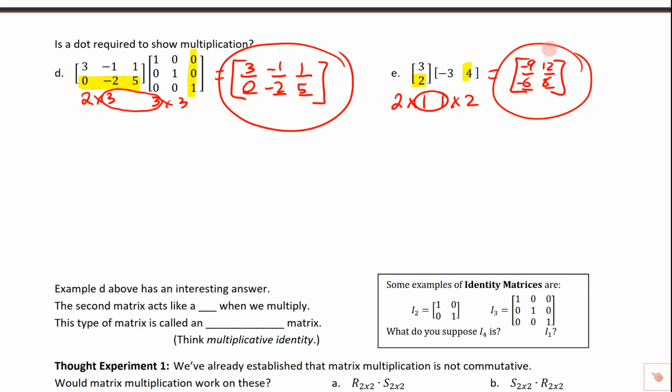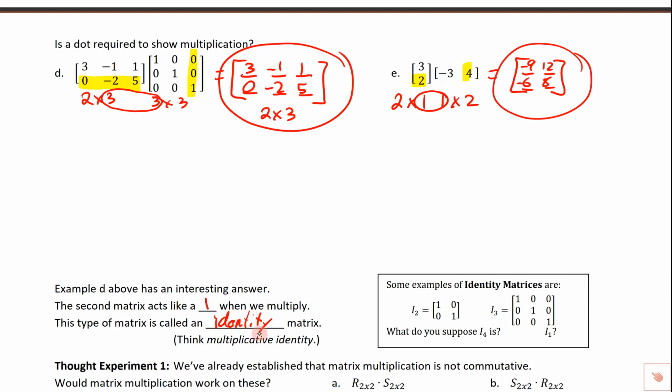And I want you to take a look at example D up here. It kind of has an interesting answer. We took this 2 by 3 and we multiplied it by a 3 by 3, and we ended up with a 2 by 3. And if you'll notice, the resultant is exactly the same as the one that we started with. So what that means is this second matrix acts like a 1 when we multiply. So it acts like a multiplicative identity. Okay, so that's why this is called an identity matrix.